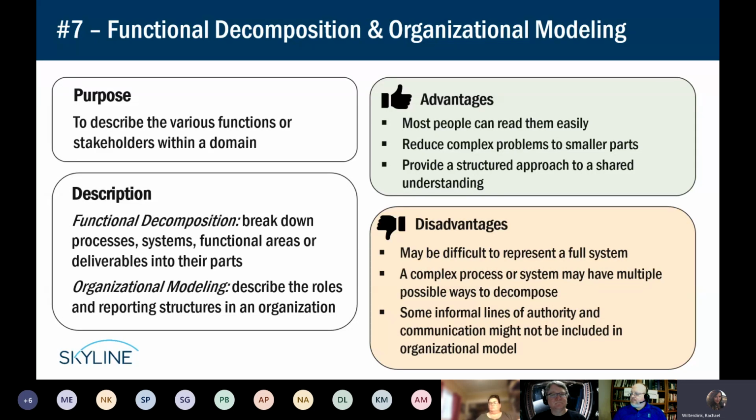There are a few different structures that organizations can take, like hierarchical or matrix, and most people can look at these visual models and easily understand what they represent. They really help make a complex thing less complex, more simple to understand, and also gain a shared understanding. A couple of drawbacks though: depending on how big this is, you might not be able to fit it all on a single functional decomposition diagram for large and complex systems. And in org charts, sometimes there are informal lines of authority.